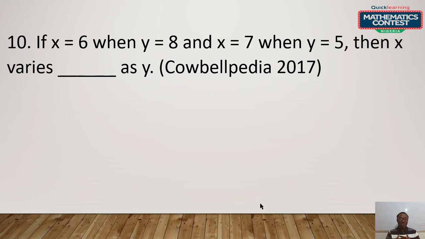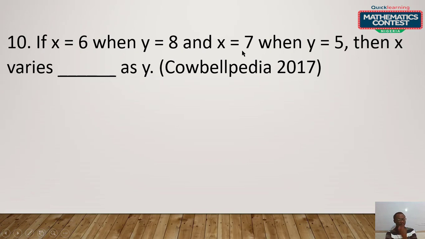Now look at this question. If x is equal to 6 when y is equal to 8, and in the second statement, x is equal to 7 when y is equal to 5, then x varies dash as y. It's asking, is it directly or inversely? Now, from your understanding of what these two things actually mean, let's check it. x is 6 here, y is 8. x increases.